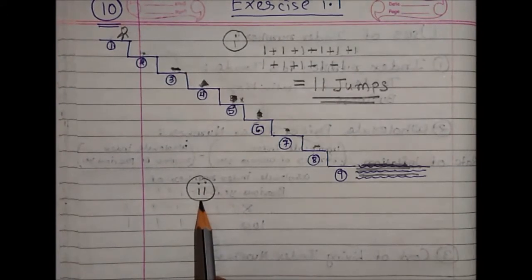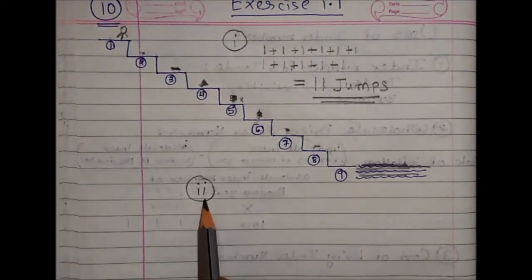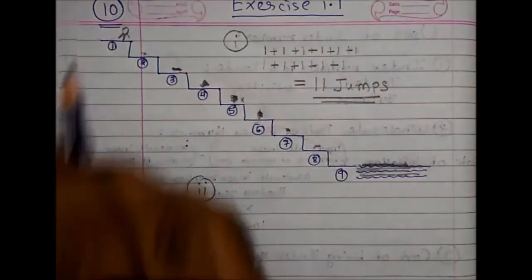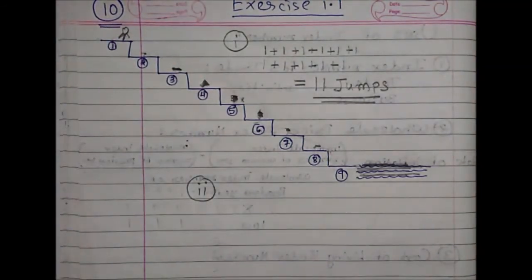For the second sum, after drinking water, he wants to go back. For this, he jumps 4 steps up and then jumps back 2 steps down in every move. In how many jumps will he reach back to the top?